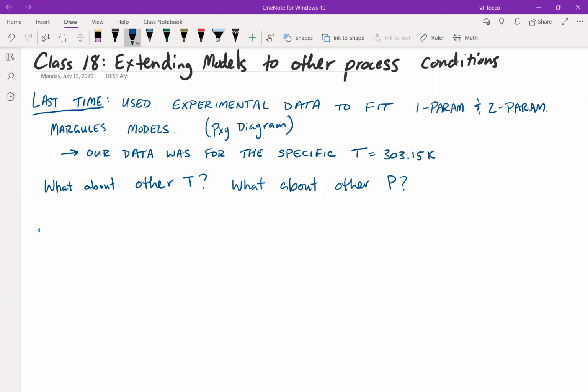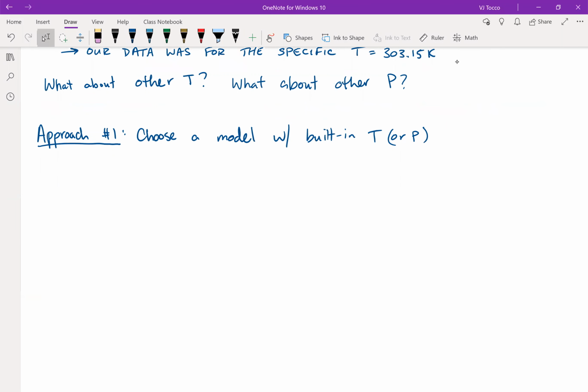The first one would be to choose a model that has built-in temperature dependence. Approach number one, choose a model with built-in temperature dependence, or P dependence. As I'm going to point out, and I'm kind of spoiling the point of this video, pressure doesn't matter a whole lot. Temperature matters a little bit. So one example of such a model is called the Wilson model.